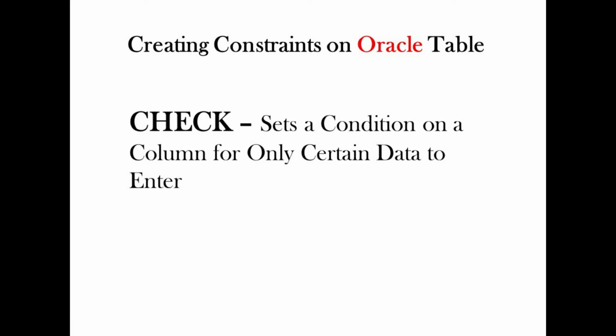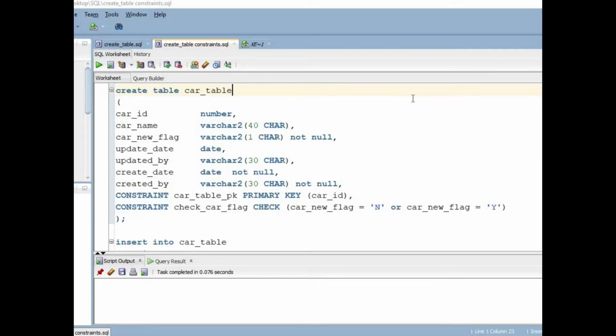Next, we'll be going over to Oracle SQL Developer. Here I have my create table statement, and I'm going to be creating a table called CHAR table. I'm going to have an ID and name. ID is where I'm going to set my primary key, and then I have some string fields here and some date fields. A couple of these constraints I'm going to mark as not null: the CHAR new flag, as well as the create date, and the created by.